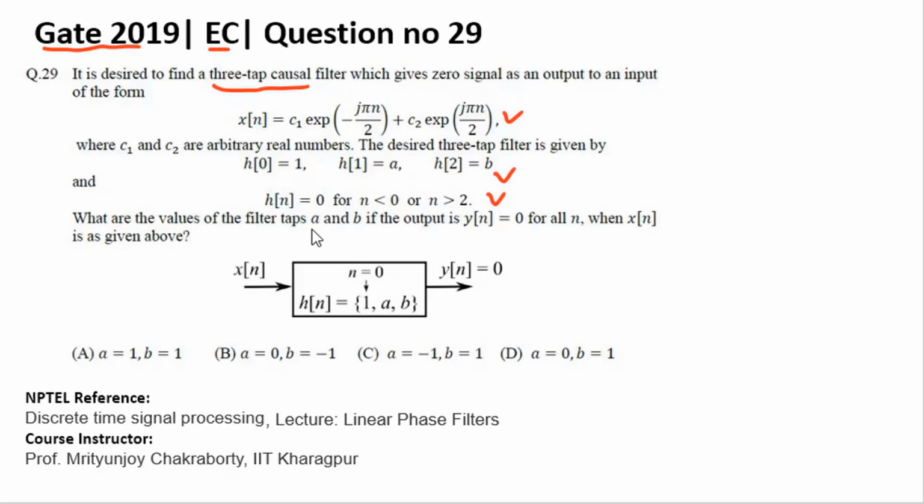So you need to find out a and b, such that the output y of n equals 0, where x of n is given above. So you need to find out a and b. The NPTEL reference for this question is Discrete Time Signal Processing by Professor Mrityunjay Chakravarti.